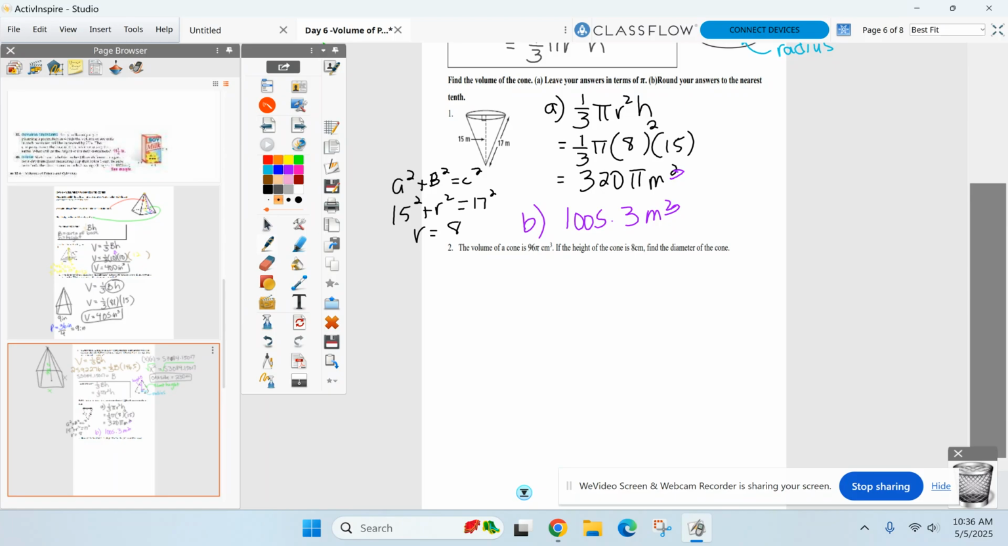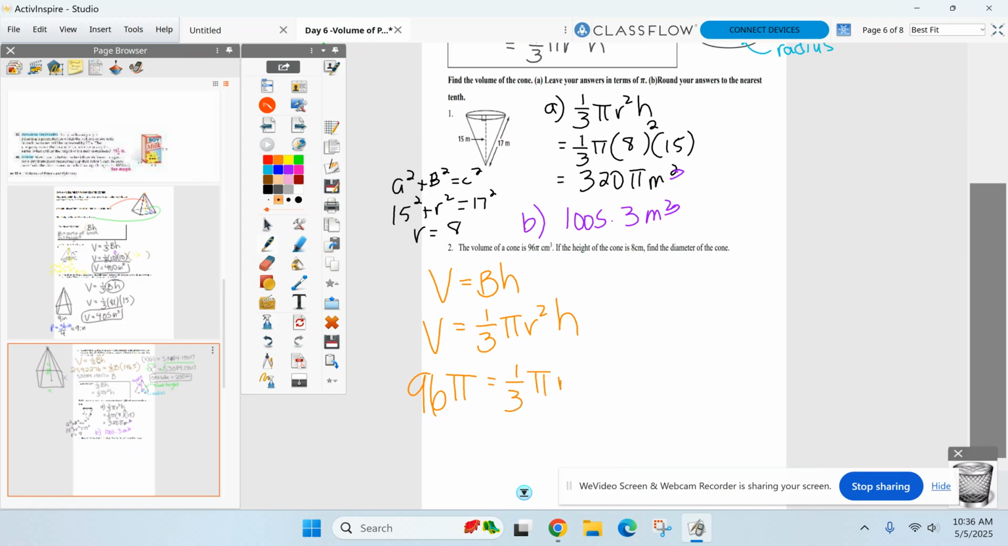Next up, now I'll give you the volume. What's the diameter? My formula does not have D there. So how am I going to be able to accomplish this? Well, it doesn't have diameter, but it does have radius, which will lead me to the diameter. So the plan here: solve for the radius, double it at the end, and you'll get your diameter. All right, 96 pi. That goes in for the volume for V.